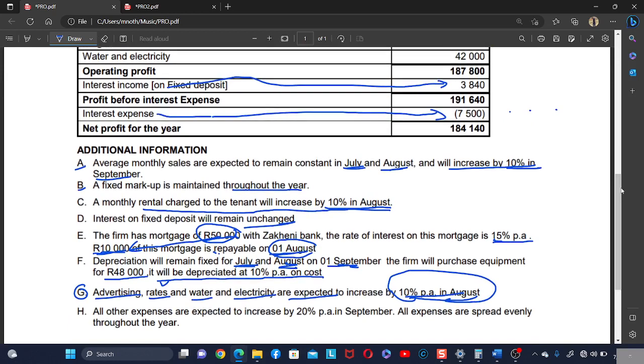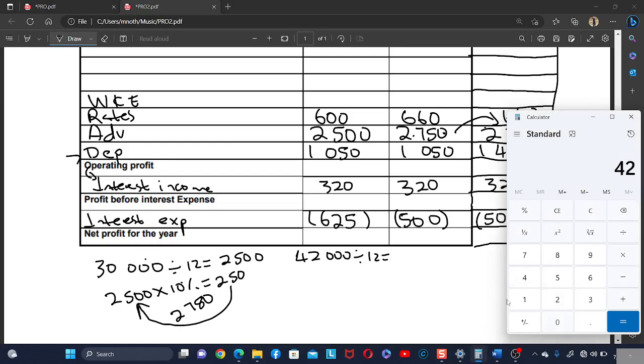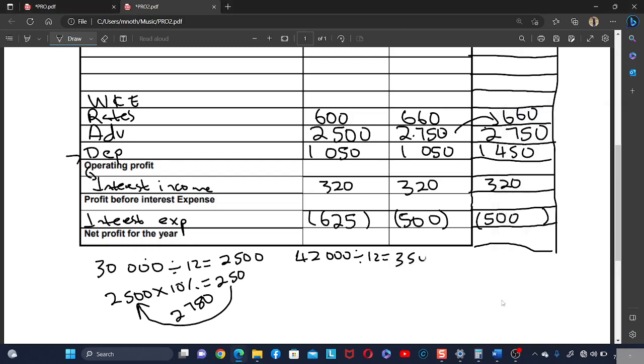Water and electricity, they are 42,000 divided by 12. 42,000 divided by 12. That is 3.5. So this means that the water and electricity, they are 3,500 per month. But then we are told that they are expected to increase by 10% in August.